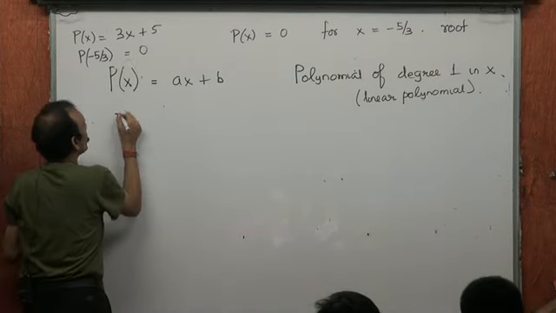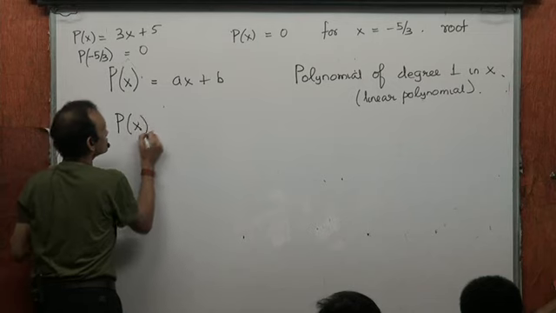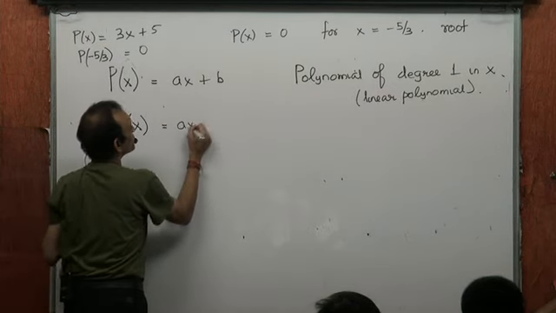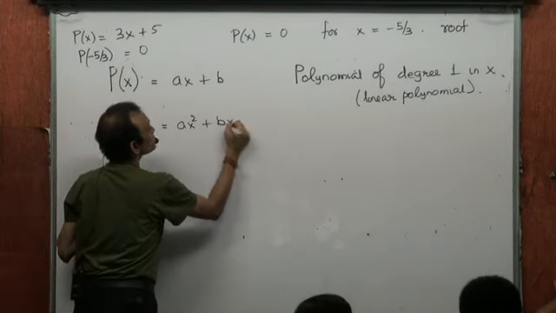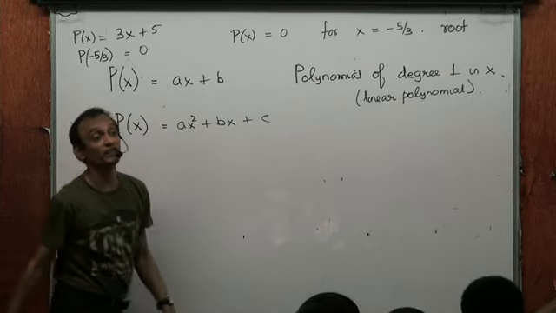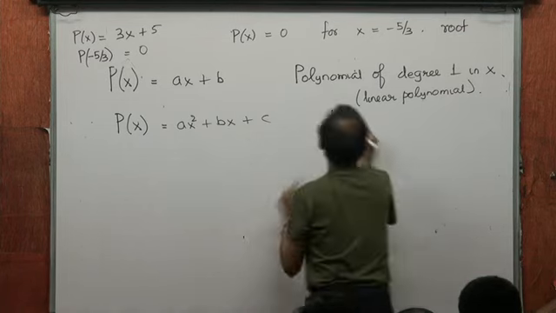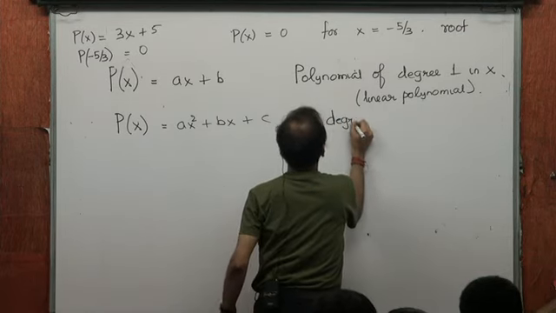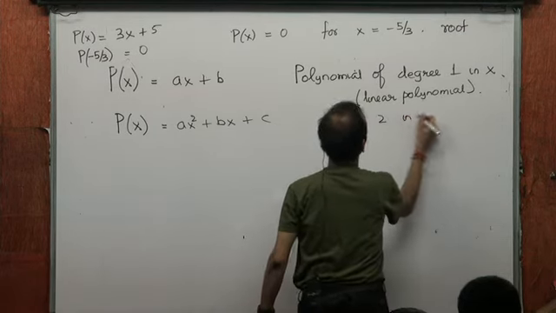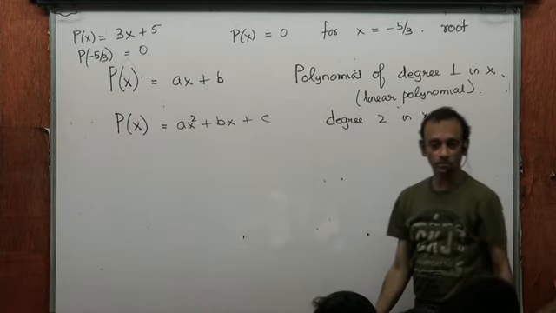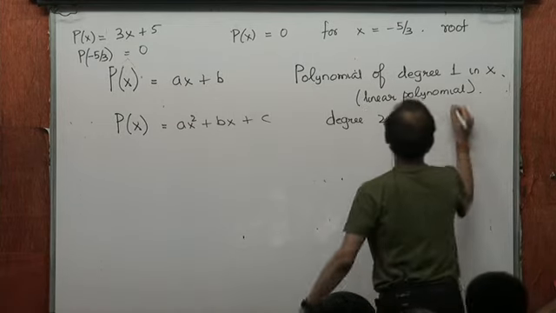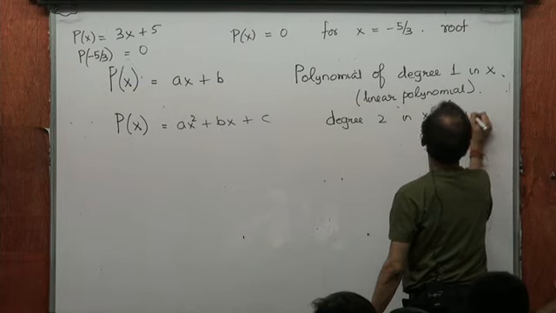A polynomial like this, ax squared plus bx plus c, is a polynomial of degree 2. The highest power of x is 2. It's a polynomial of degree 2 in x, and it's called a quadratic.